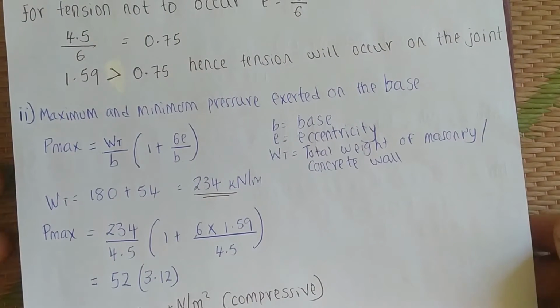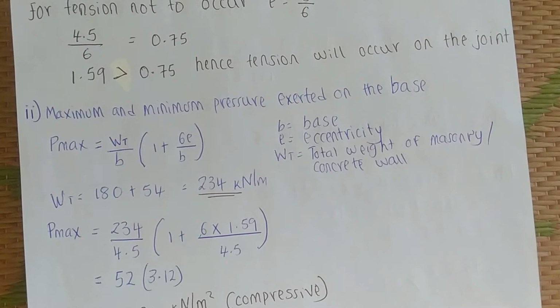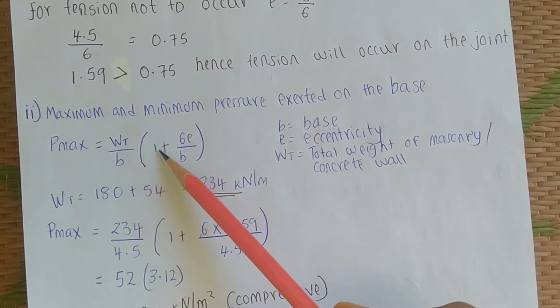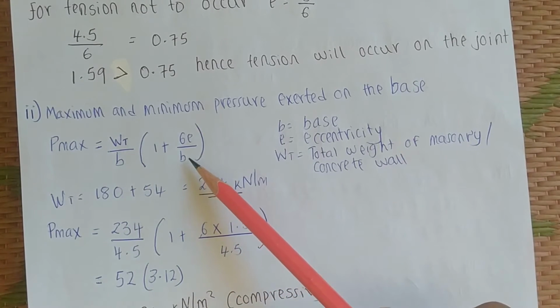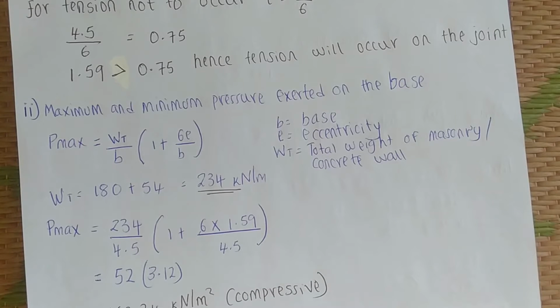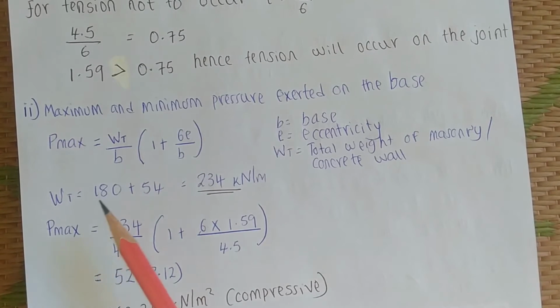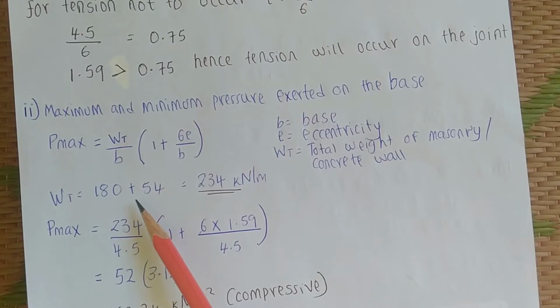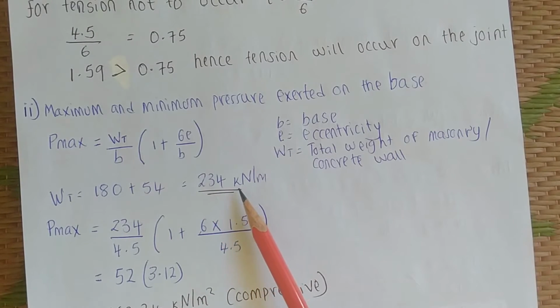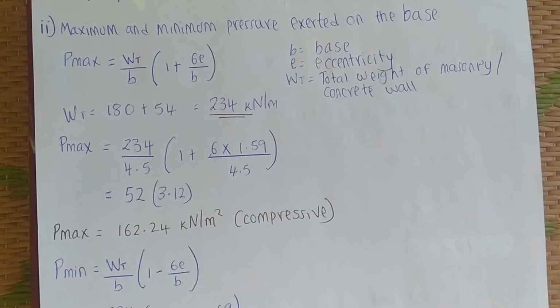Now we shall calculate the maximum pressure exerted on the base. So our Pmax will be the total weight all over B into 1 plus 6 times eccentricity divided by the base. So our total weight will be the weight of the masonry wall only. So we calculated the weight of the masonry wall. The first section, we got it as 180, and the second section, which was the base, we got it as 54. So when you add, you'll get 234 kilonewtons per meter.